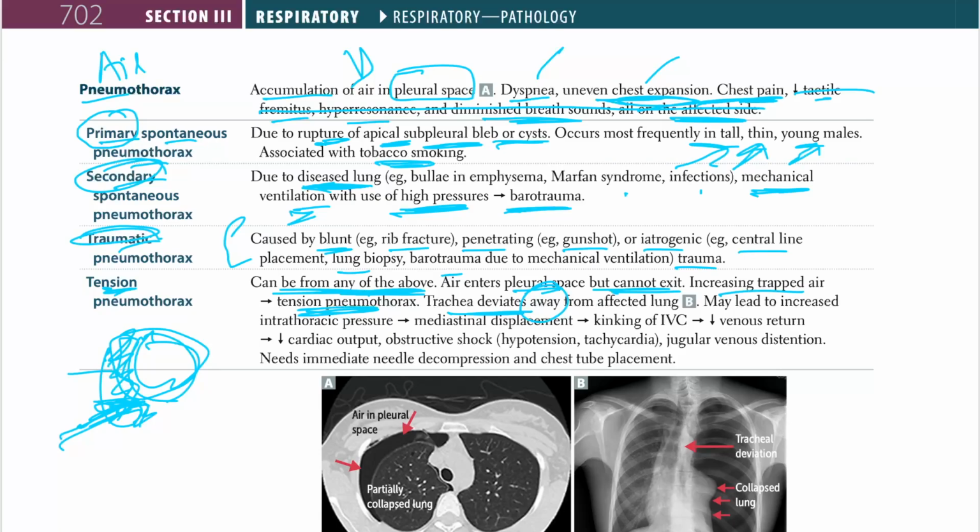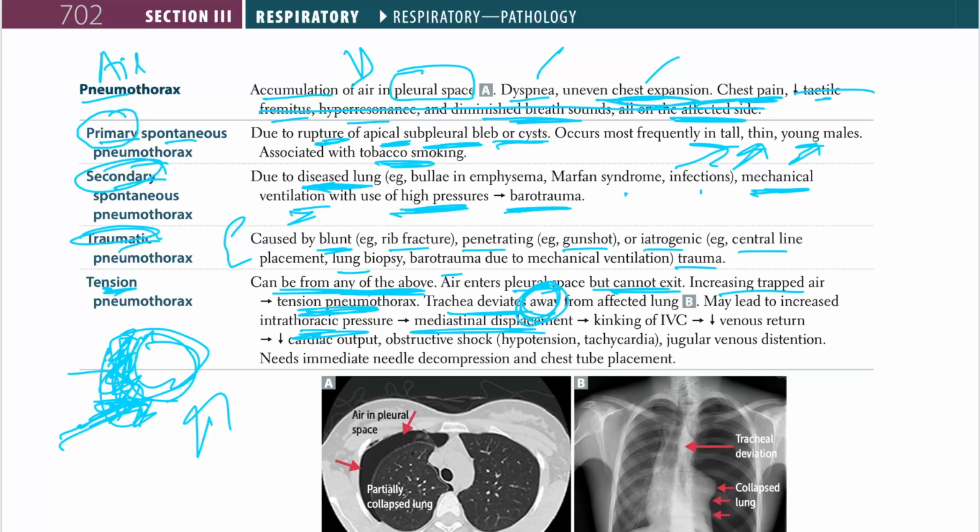Tracheal deviation will be away from the site of lesion. Away is the main thing. May lead to increase in intrathoracic pressure, right? Because you have so much pressure here, you can increase intrathoracic pressure, which is going to cause mediastinal displacement.